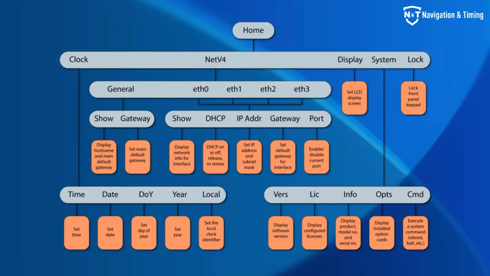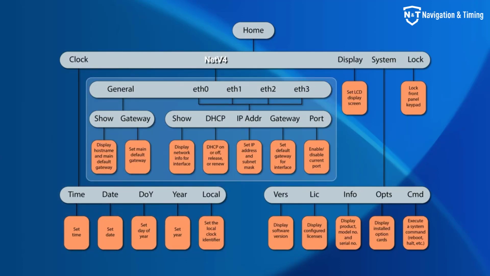Underneath the clock section, there are settings that can configure the time, date, day of year, and then if there's a local clock you want to use, you can set that here as well. So day of year is where you can configure it to show what day of the year it is. So January 1st would be day of year 1. January 2nd would be day of year 2, so on and so forth, leading into December 31st, which is day of year 365.